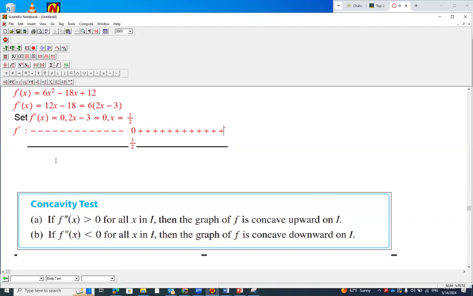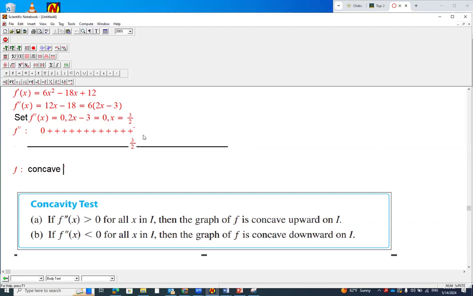And what does this tell us about the function? According to the concavity test, when the second derivative is negative, the function is what? The function is concave.